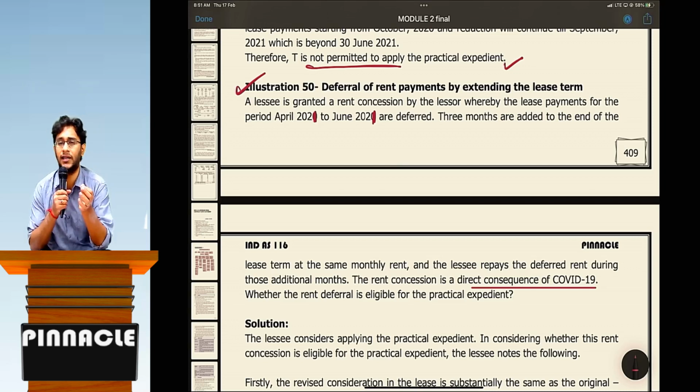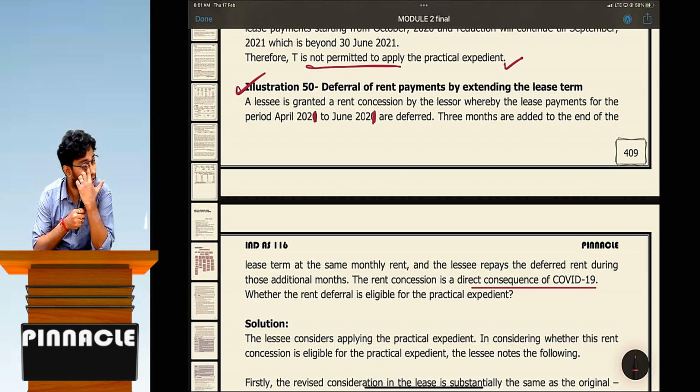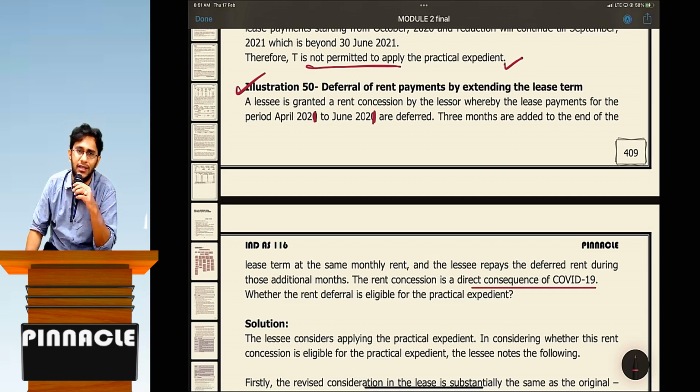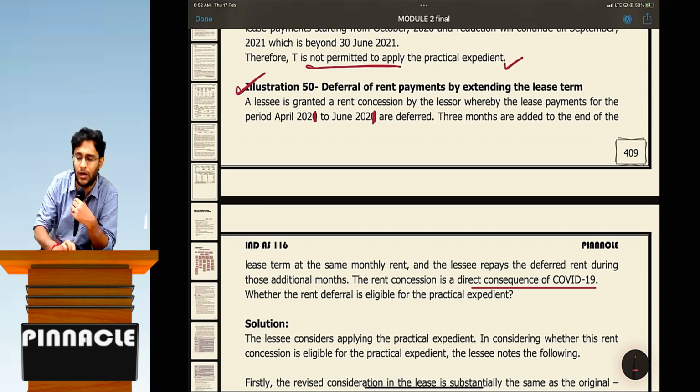Moreover, the standard did not define what is substantive. They wrote a big paragraph in your study material. Ultimate conclusion is it is left to your judgment. Suppose, sir, this is a 10-year lease. Extending it by 3 months won't make much of a difference. But if it is just a 2-year lease, then a 3 months extension might be significant. Moreover, you also have to see the amount of rents. So, keeping everything in consideration, you can make a judgment. Here you cannot make any judgment.